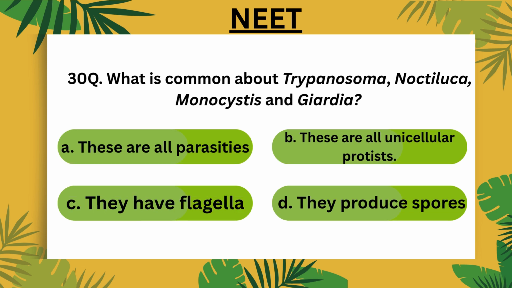Thirtieth question. What is common about Trypanosoma, Noctiluca, Monocystis and Giardia? A. These are all parasites. B. These are all unicellular protists. C. They have flagella. D. They produce spores.